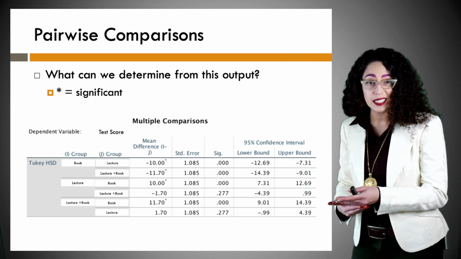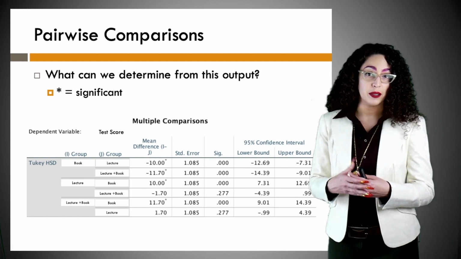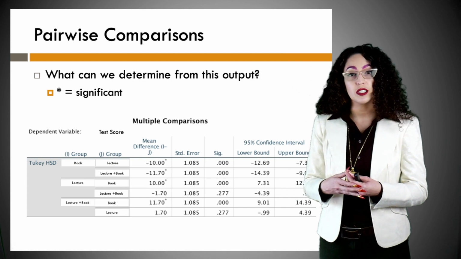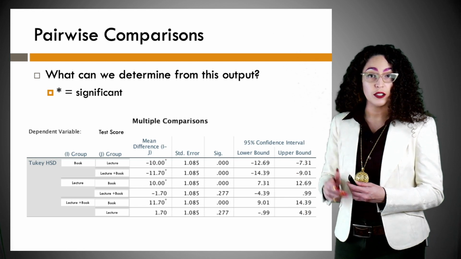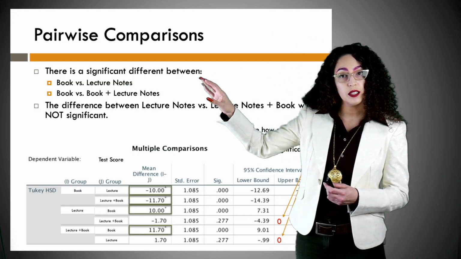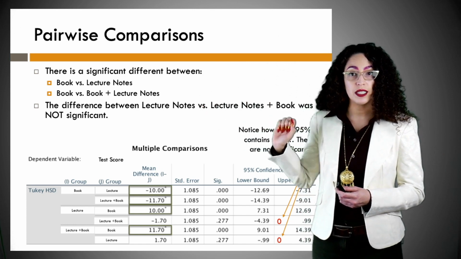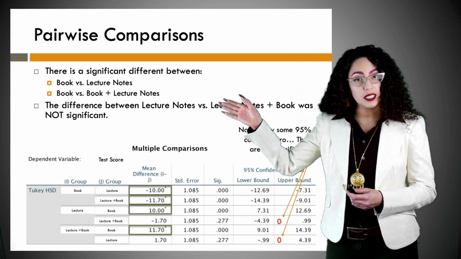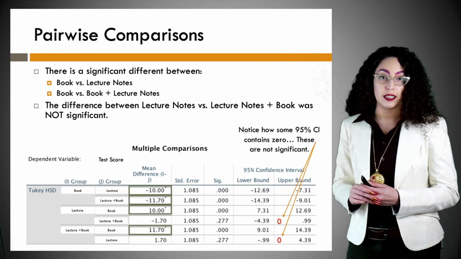Now the fact that it has 0 in it means that this is not significant. We don't know if you're going to do any better or worse studying with a book and the lecture notes versus just the lecture notes. So this was not statistically significant, but the other two were. Here is that summary: book versus lecture notes, significant. Book versus book plus lecture notes, also significant, but the difference between studying with your lecture notes plus a book versus just lecture notes was not significant. And again, these zeros here let us know that.